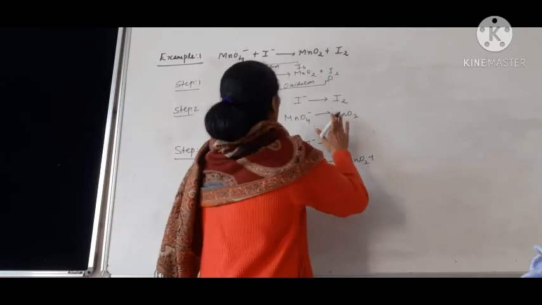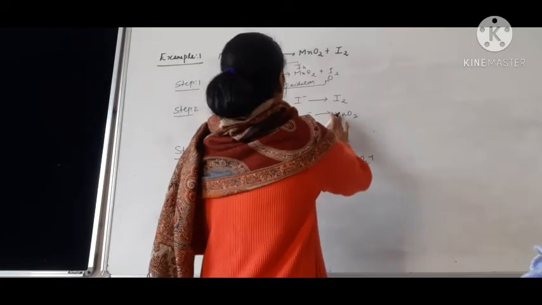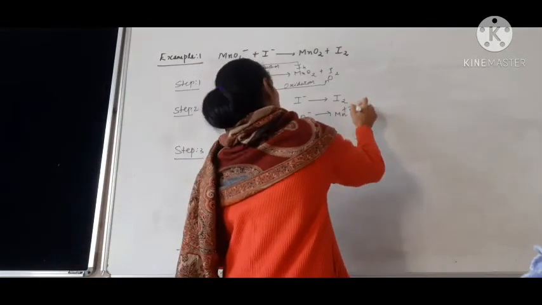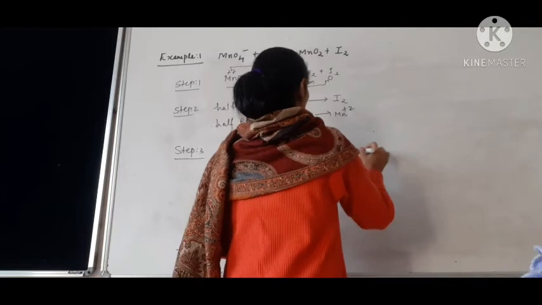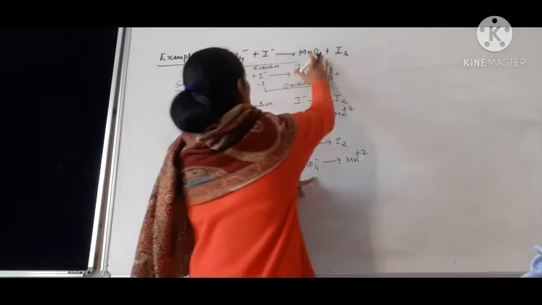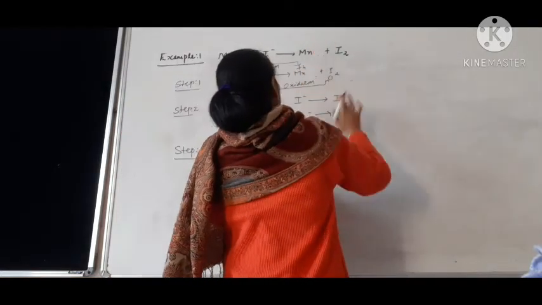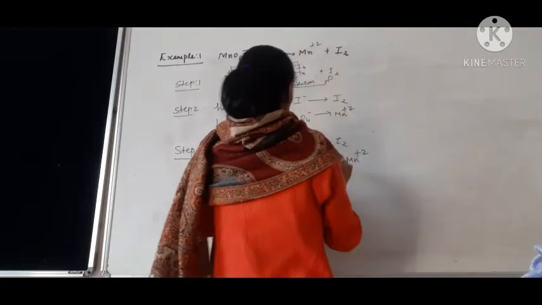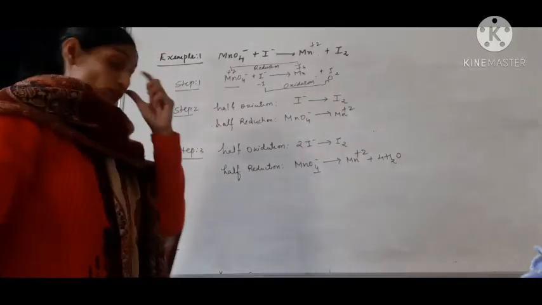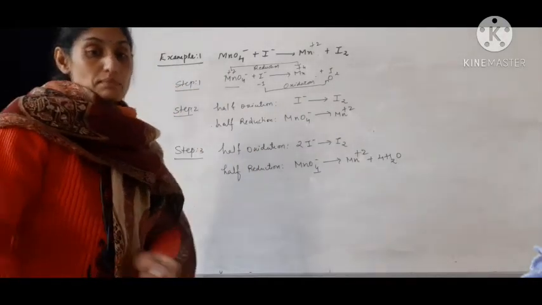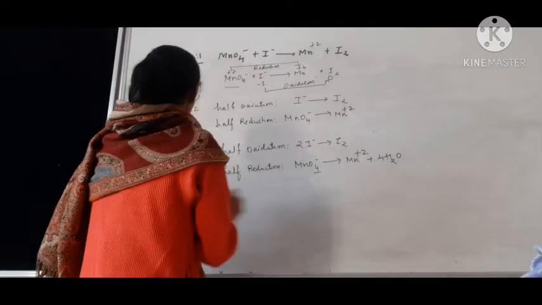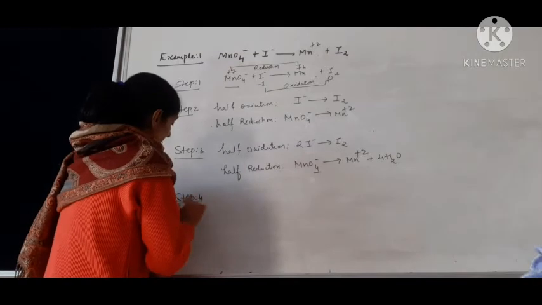Oh sorry, here it is Mn plus 2, so we have Mn2+. So we add 4 molecules of water, because there are 4 oxygens over here. Now what is the next step? We have to balance the hydrogen, after oxygen. So step 4. This is the acidic medium.